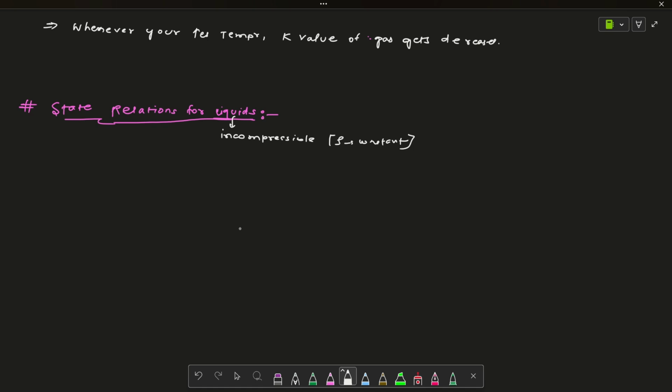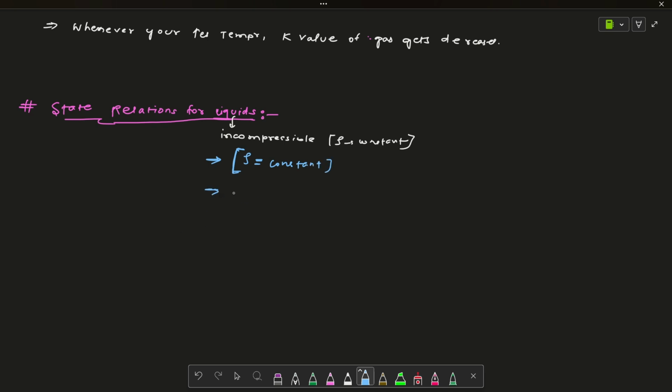See, the first thing is that for liquid there is no perfect law. There is no perfect equation like gases, PV equal to mRT or something. Some relations do come up for liquids. The first one is, since liquid is incompressible, rho will be constant. This is one relation.